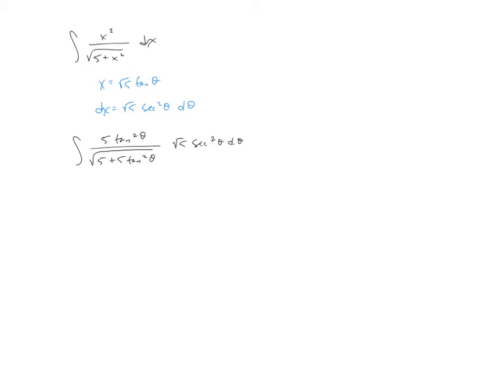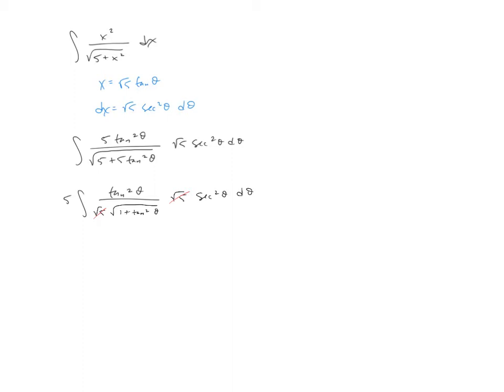Okay, so now time to clean it up a little bit. First thing I'm going to do is take this 5 and pull it outside of the integral. So the 5 comes out. In the numerator, I'm going to have the tangent squared still. And in the denominator, I'm going to factor out a root 5 from this whole thing here. So the root 5 comes out, and that leaves us with the square root of 1 plus tangent squared theta. We still have the root 5 secant squared theta off to the side. And right off the bat, the root 5s can go away.